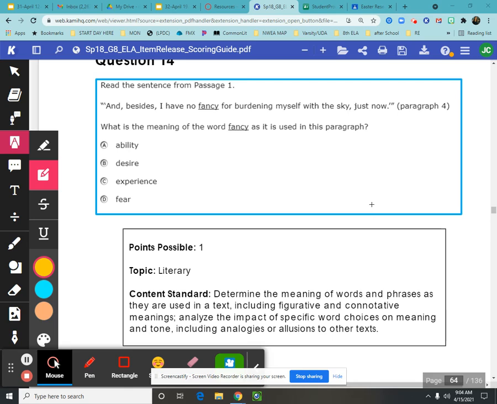So they only release part of the test. This is part of the test. So you'll notice, like we started with question 7. They didn't give you 1 through 6. I have no idea what 1 through 6 were. So that's why the questions are all jumbled like that, because they don't release all of it.